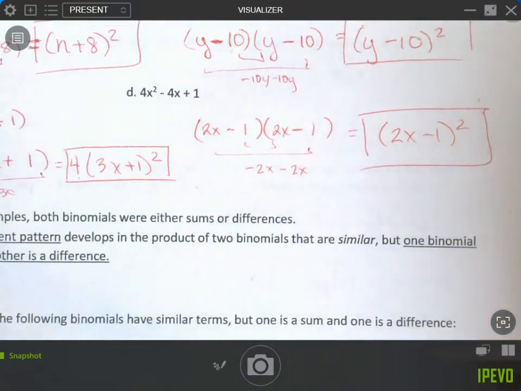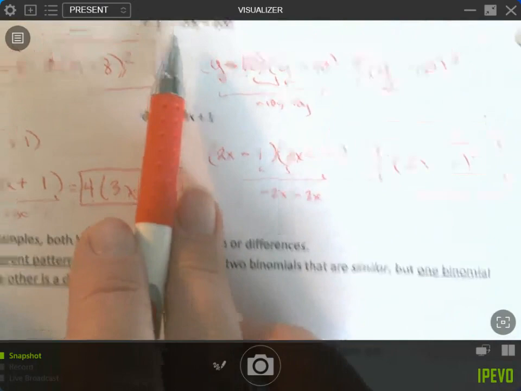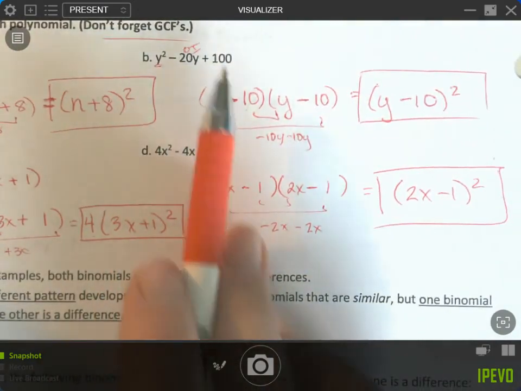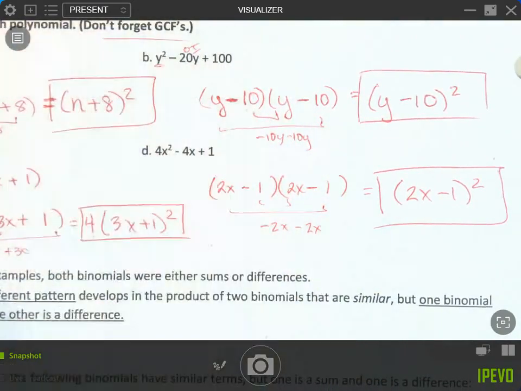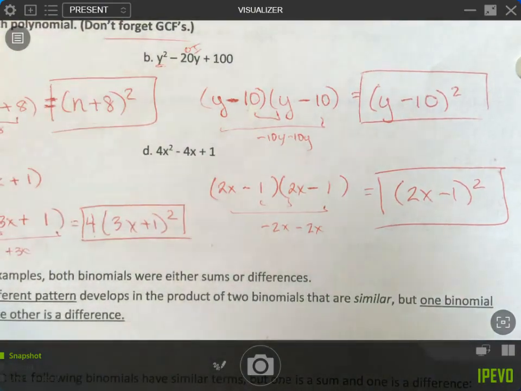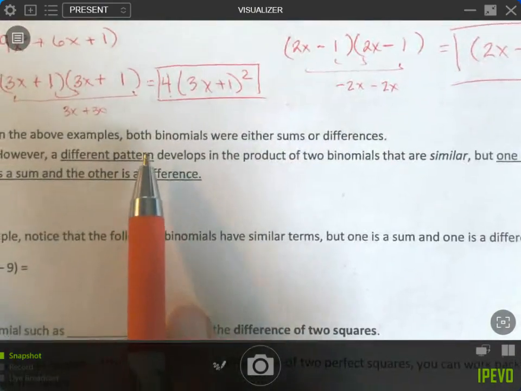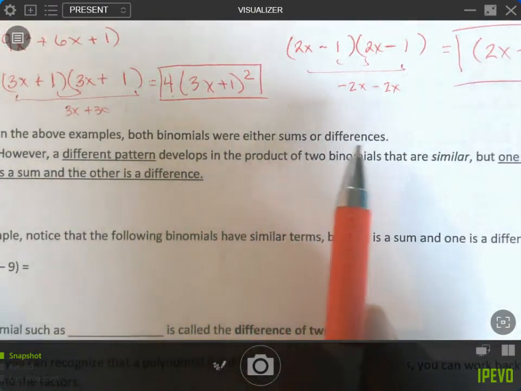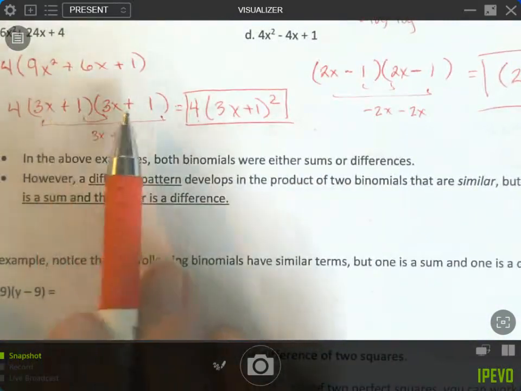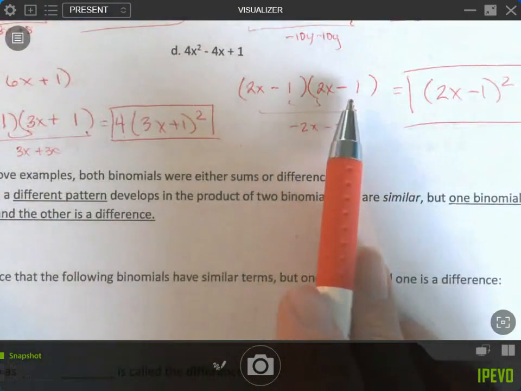So these look no different than the factoring we've been doing. I mean, this could mix right in with your problems. The difference is we're always starting to try and say, hey, can we use the perfect square to get this? Okay, so in these examples, both binomials were either sums or differences. So we had a plus plus, we had a minus minus, and now we're talking about a different pattern.